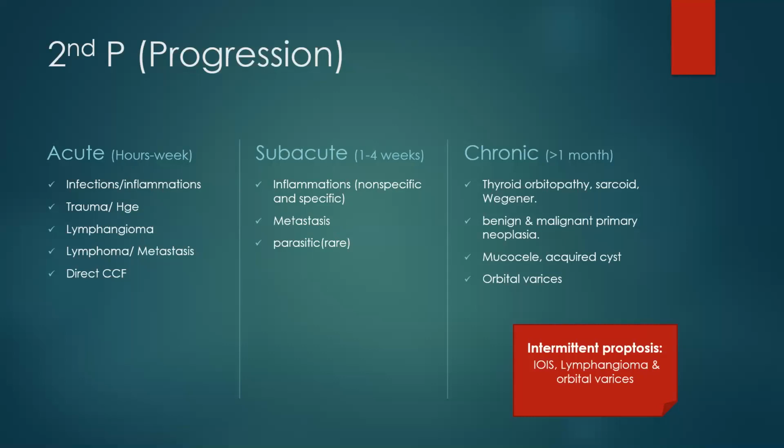Chronic diseases, mainly thyroid orbitopathy, and specific inflammations like sarcoid and Wegener. Benign and malignant primary neoplasia, mucocele, acquired cyst, orbital varices. Some conditions present with intermittent proptosis. This can happen with idiopathic orbital inflammatory syndrome with remissions, and in lymphangioma. Lymphangioma can be exacerbated with upper respiratory tract infection. It's a classic presentation, and orbital varices.